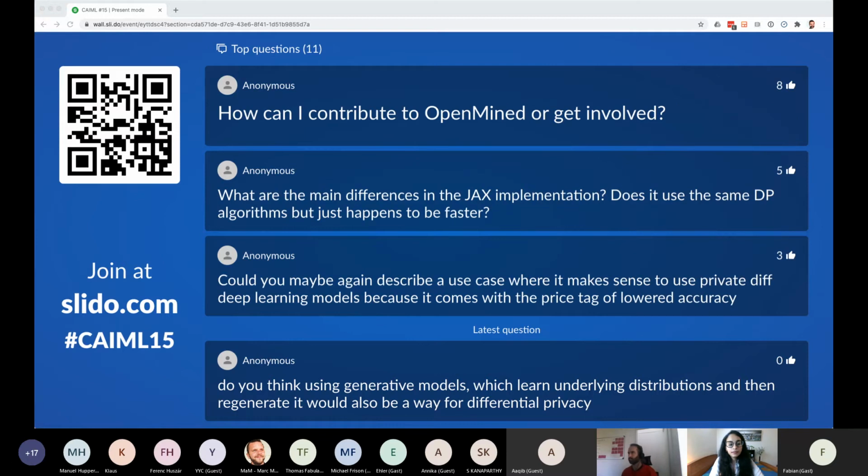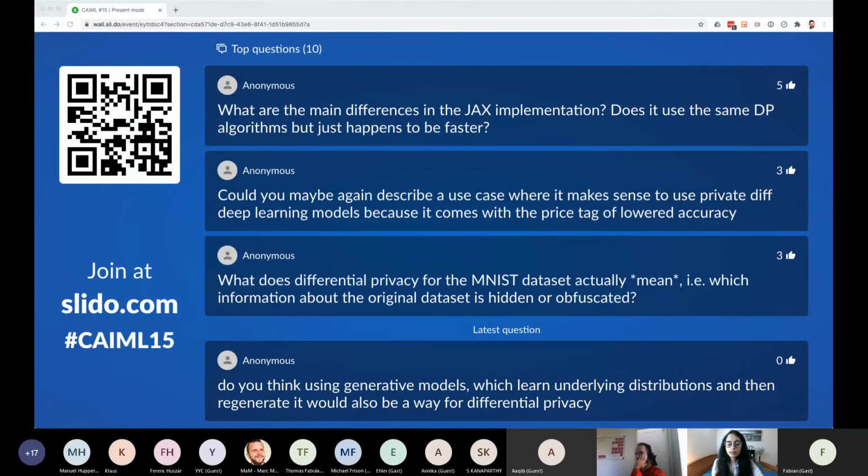I'm going to take the next question. How can I contribute to OpenMind and get involved? The easiest way to get involved is to join the Slack channel. It's a really active, really friendly community. I can add the link here so it's easy for you to find it.